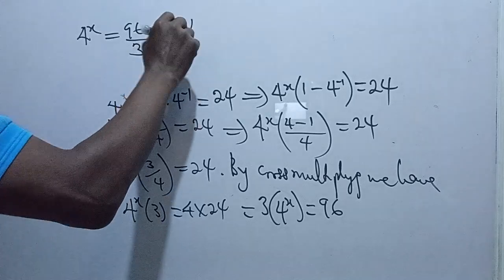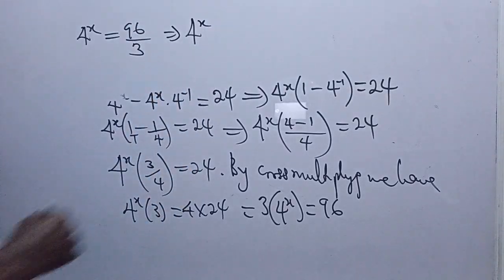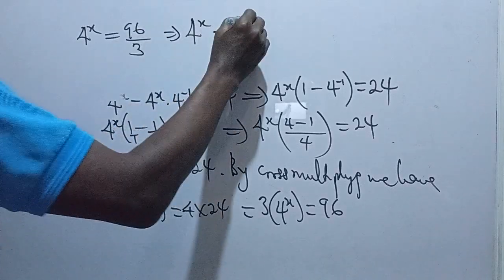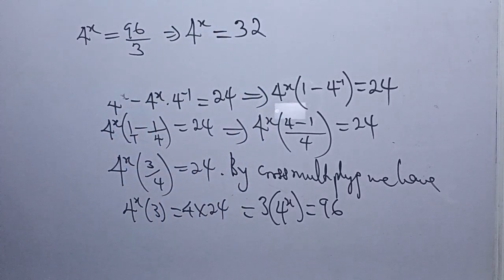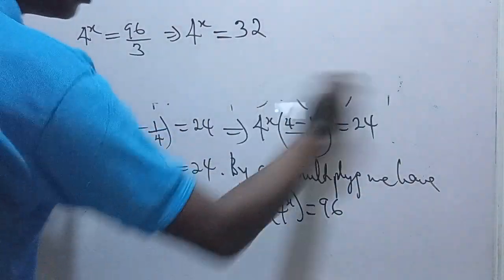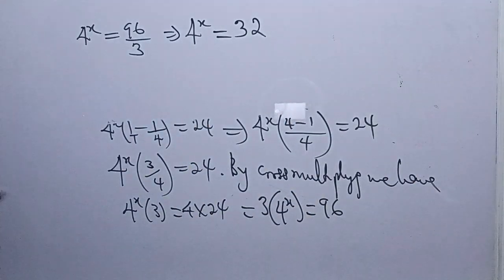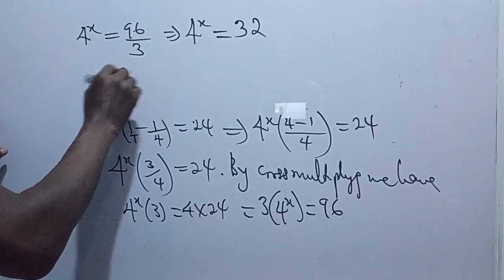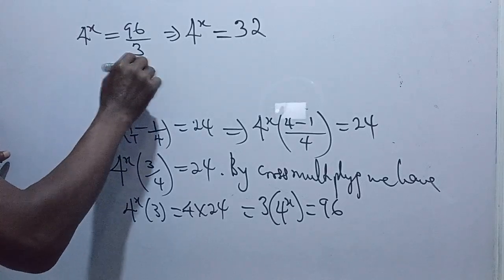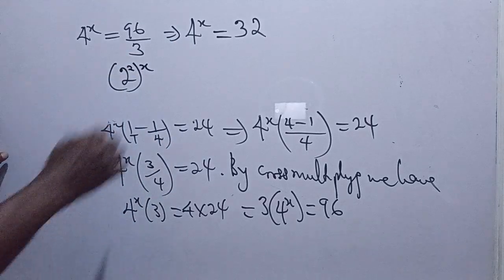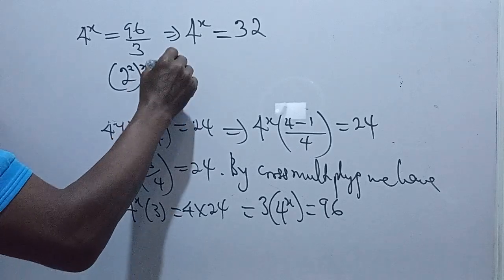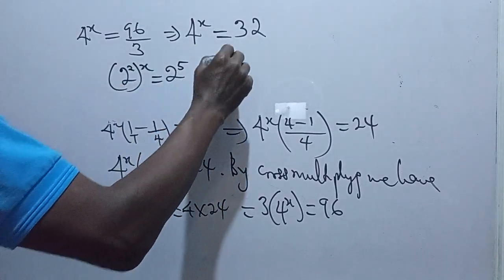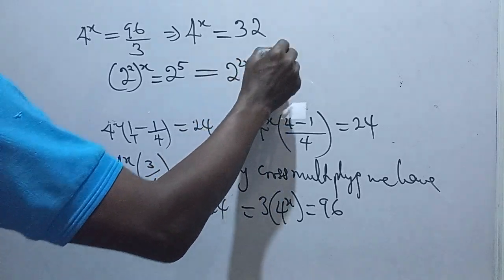So we have 4 raised to power x. I hope we are following. Good. It is equal to 32, since 3 into 9 is 9, 3 into 3 is 3, 3 into 6 is 2. Beautiful. So now we can get the factors of 4 and 32. 4 is represented by 2 raised to power 2, and 32 is 2 raised to power 5. So this means 2 raised to power 2x is equal to 2 raised to power 5.